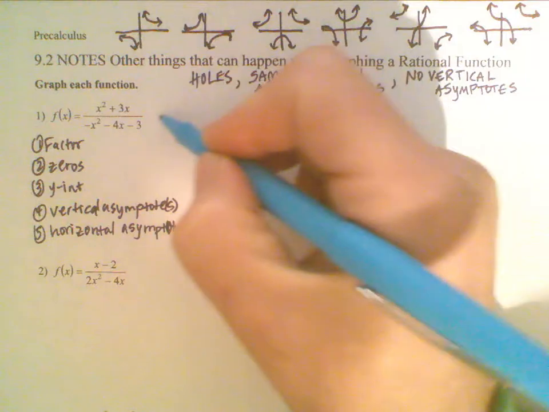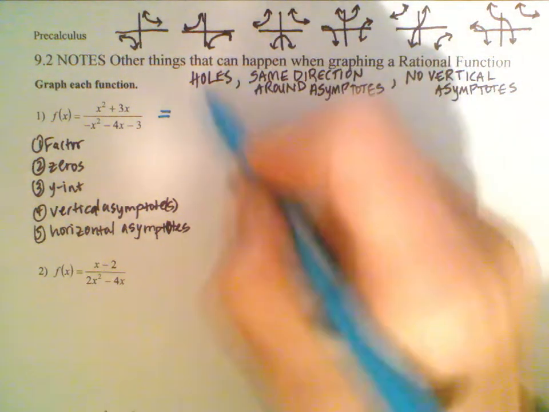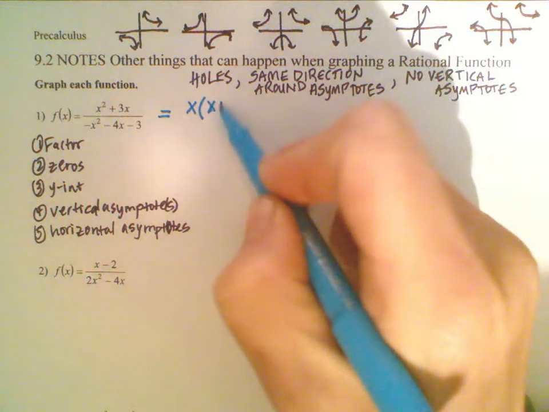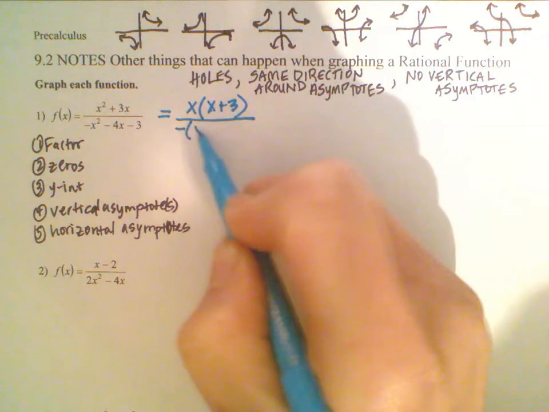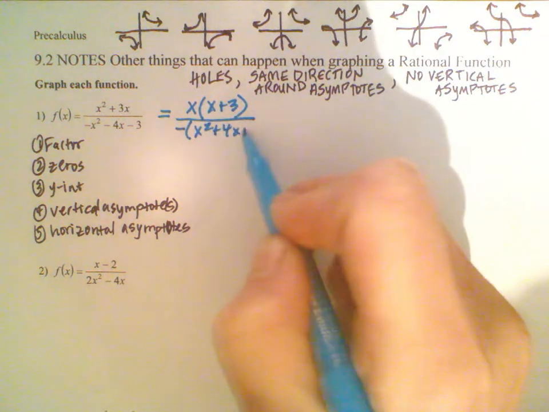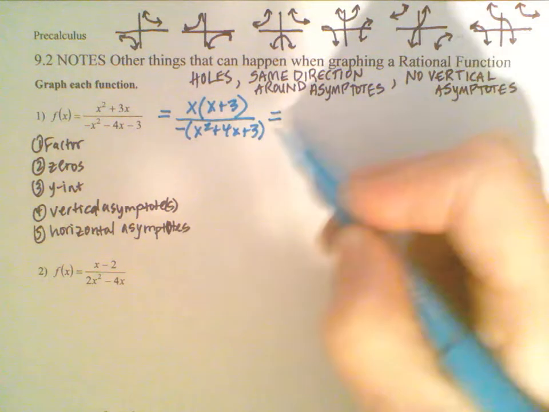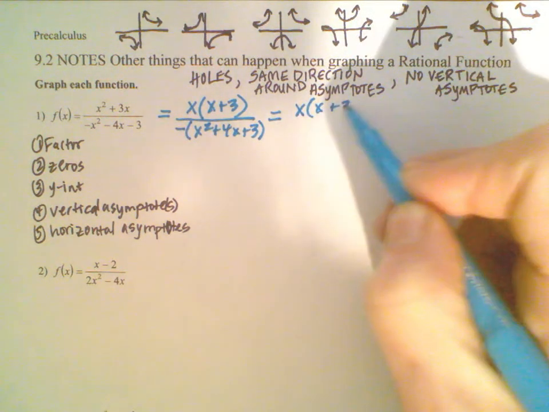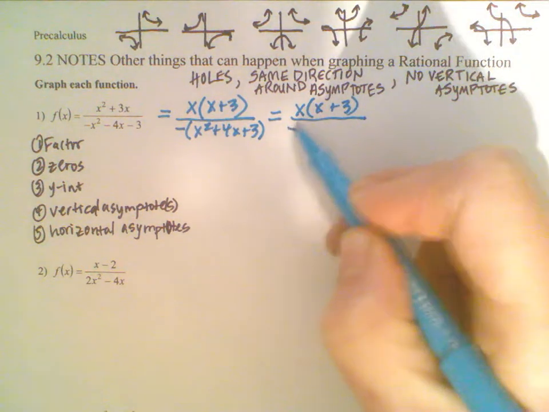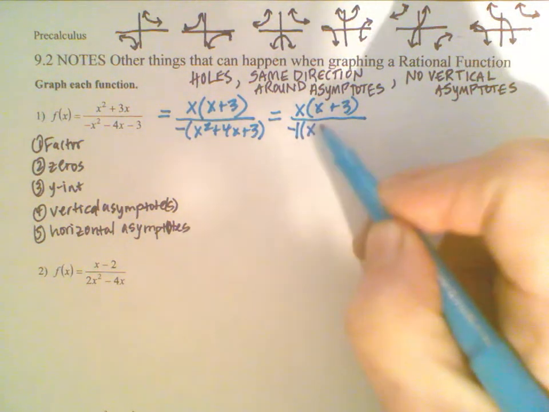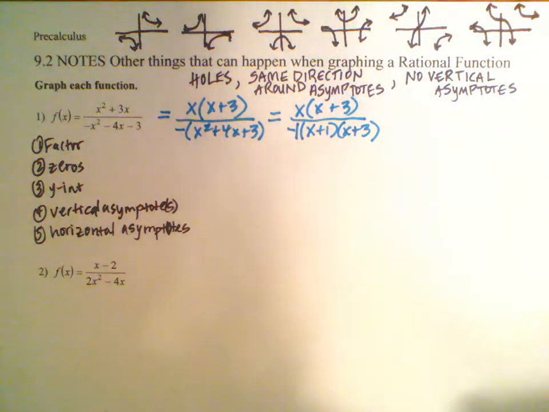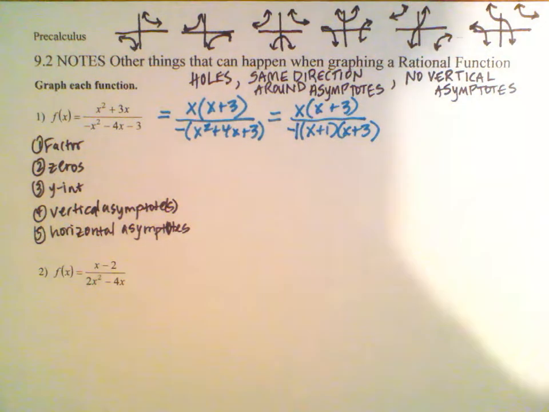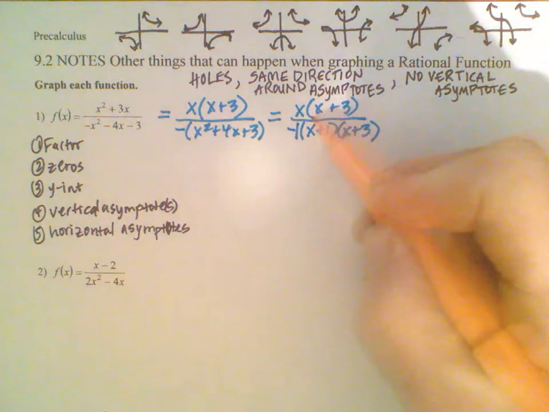So let's go ahead. We'll start this one by factoring. I'm going to pull out an x on the top, so that's x times (x plus 3). On the bottom, I'm going to pull out a negative. That'll leave me with x squared plus 4x plus 3. And then I'm going to factor that bottom one more time. So this is x times (x plus 3) over the opposite of, remember that's like a -1, times (x plus 1) times (x plus 3). And so after I did my complete factoring, I noticed that I do have two quantities that are identical in the numerator and in the denominator, and that's that x plus 3.